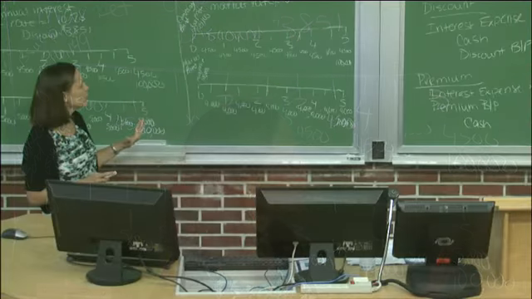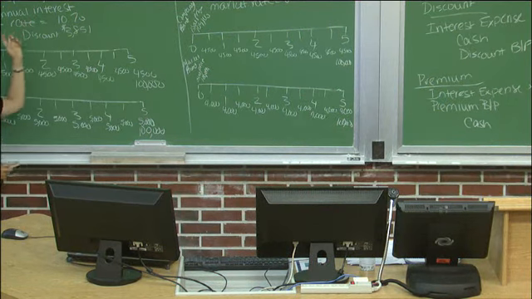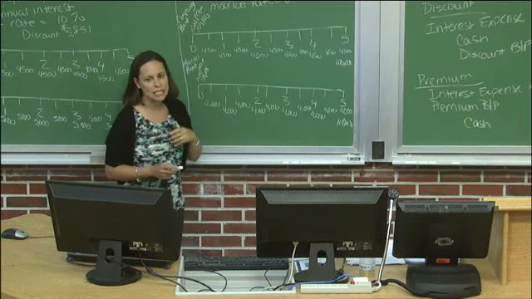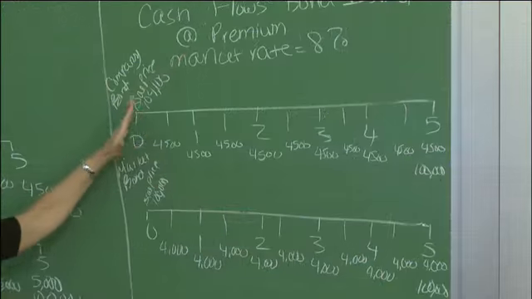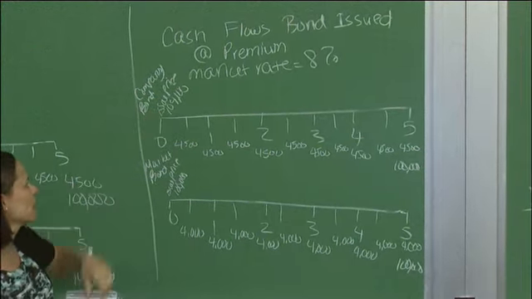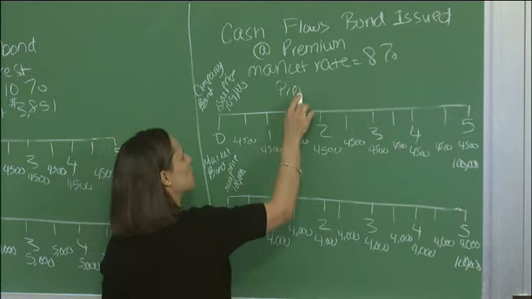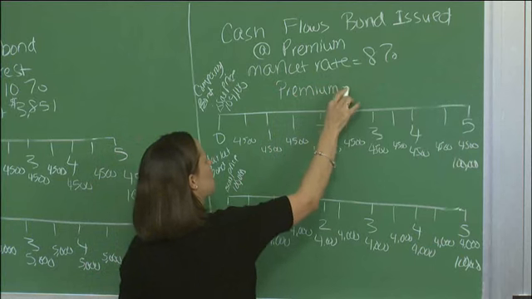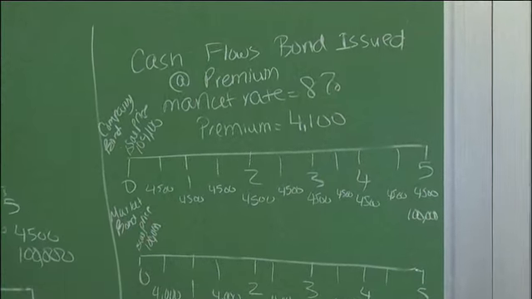So here are the cash flows in the case of a premium. Here we have the same bond. The company bond is the same. It pays 9% interest. But now we're looking at a situation where the market rate of interest is 8%. So here the company's bond was issued at a premium. It's issued at 104,100, so the total premium that the company received at time zero was 4,100.